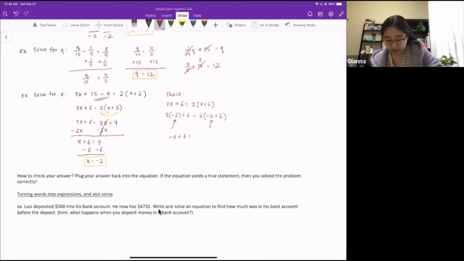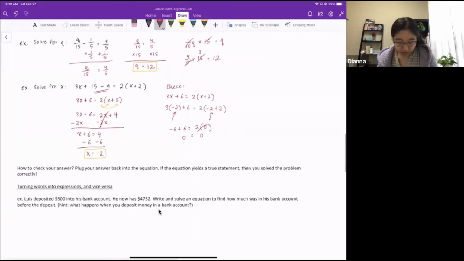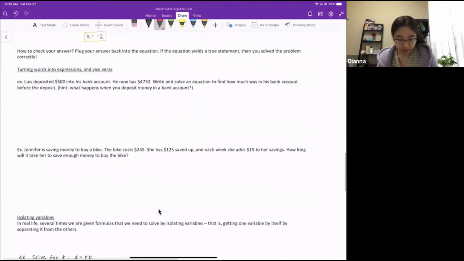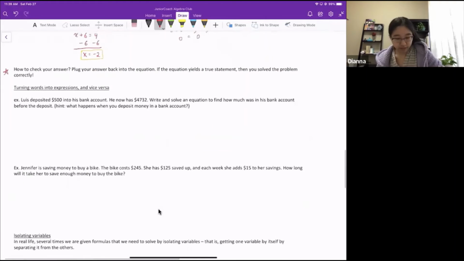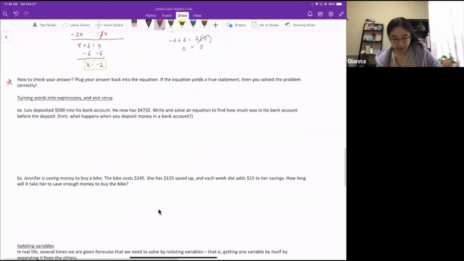I realized that the inside of the parentheses equals 0 actually. So 2 times 0 basically. Negative 2 plus 2 is 0. So this turns into 0. Negative 6 plus 6 you also notice equals 0. So I got 0 equals 0, which is true. Hopefully it makes sense. 0 does equal 0. So that means I did my math correctly. And that's how you check if you did it right. If you did it wrong, well, you need to go back and check your math. Okay, so I put here how to check your answer. Should have put it towards the beginning, but anyway.